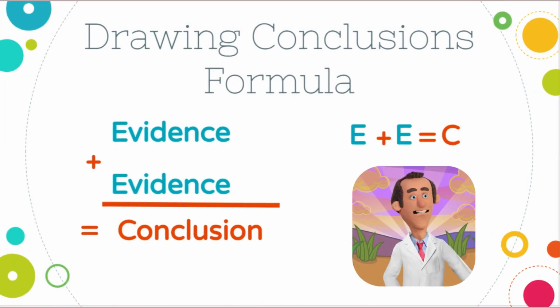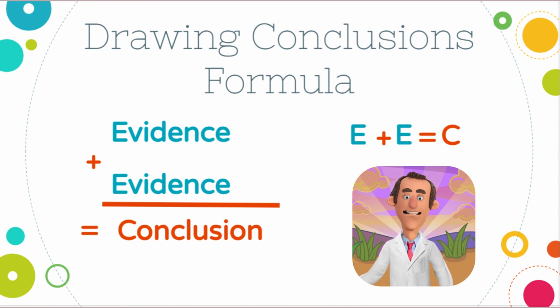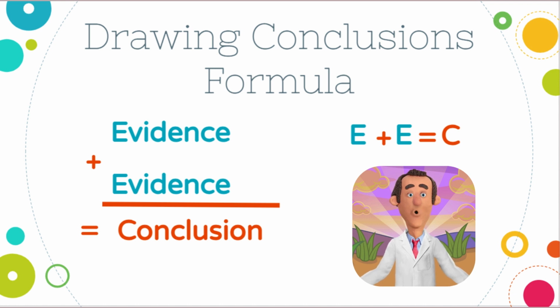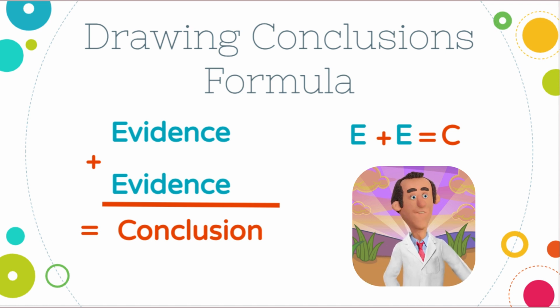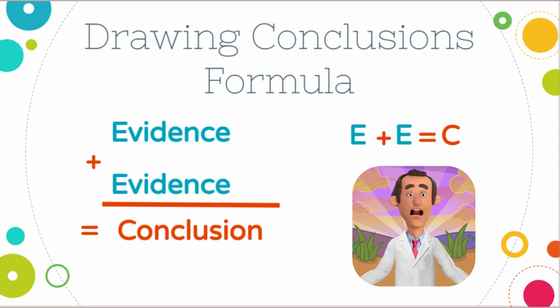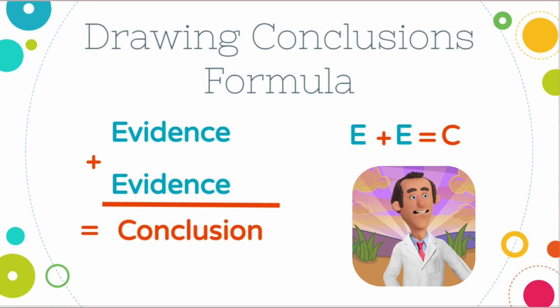Now we'll take a look at how we can draw a conclusion. The formula is on your screen. This is very similar to making inferences, except we don't use our own background knowledge to form these conclusions. We are only using evidence from the passage. Because we're only using evidence, it does take multiple pieces of evidence to form those conclusions. That's why the formula shows you that you will add evidence to equal that conclusion.